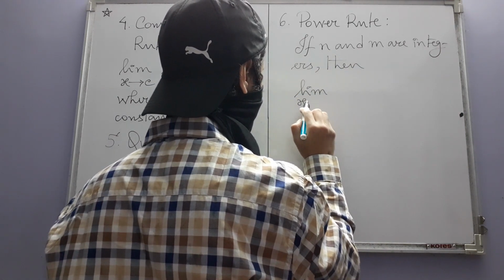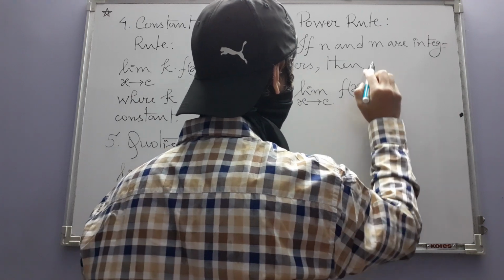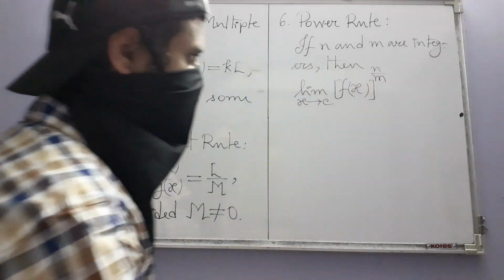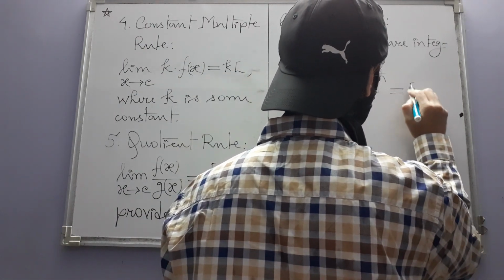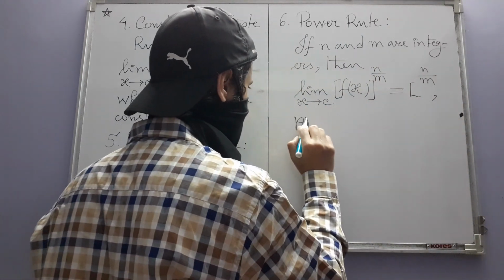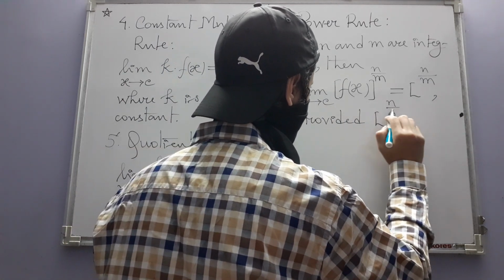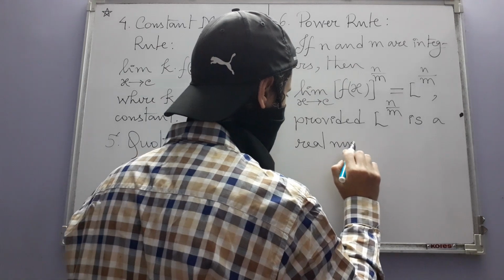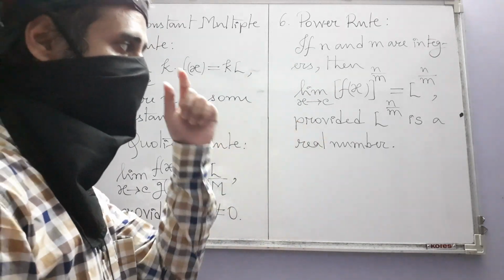the limit as x tends to c of this power of f, where the exponent is n over m, is equal to this power of the limit, provided this is a real number.